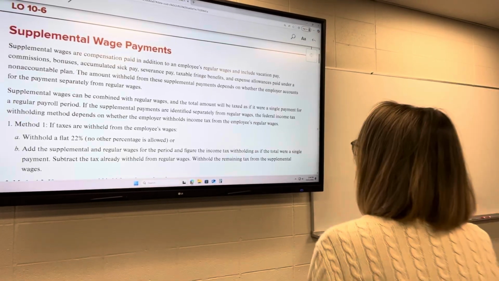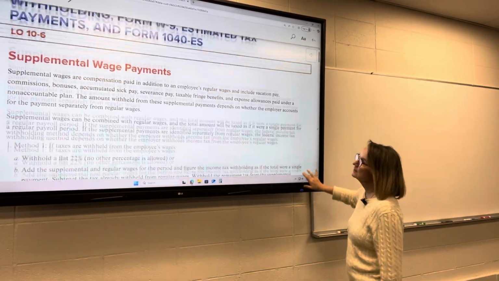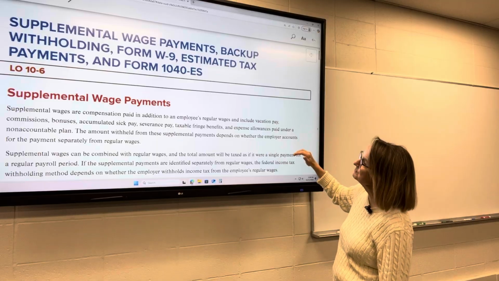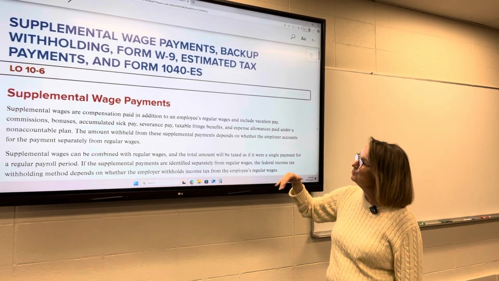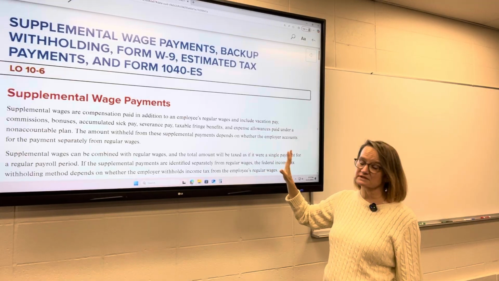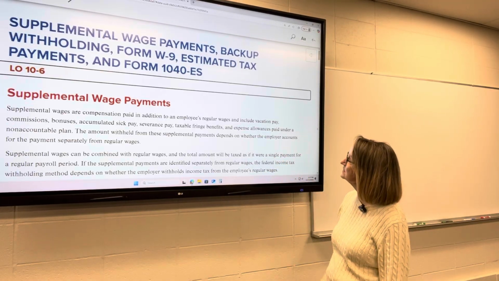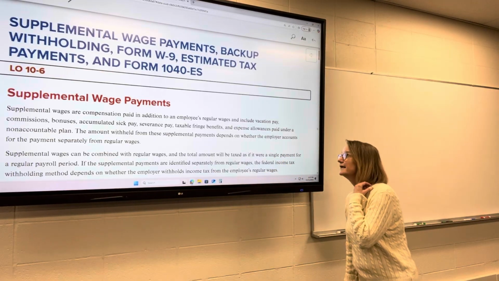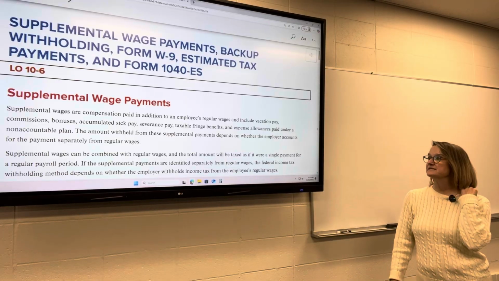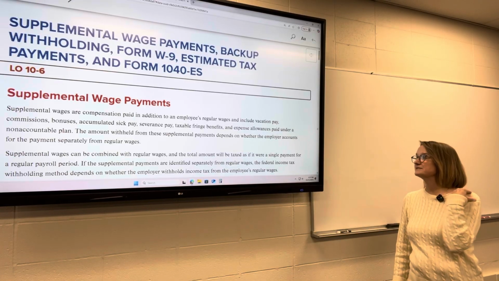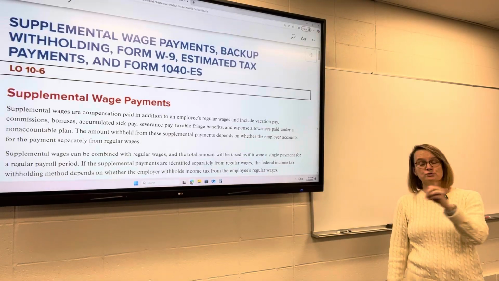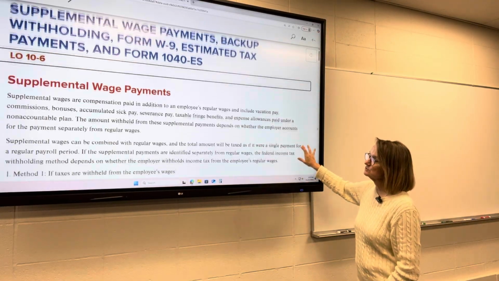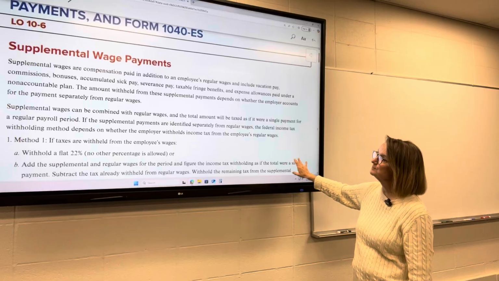Okay, so let's go through these. Our last section of this chapter, we're going to talk about supplemental wage payments, backup withholding, and define what backup withholding is, Form W-9, estimated tax payments, and the Form 1040-ES, which is what is used with those estimated tax payments. So starting out here, supplemental wage payments.